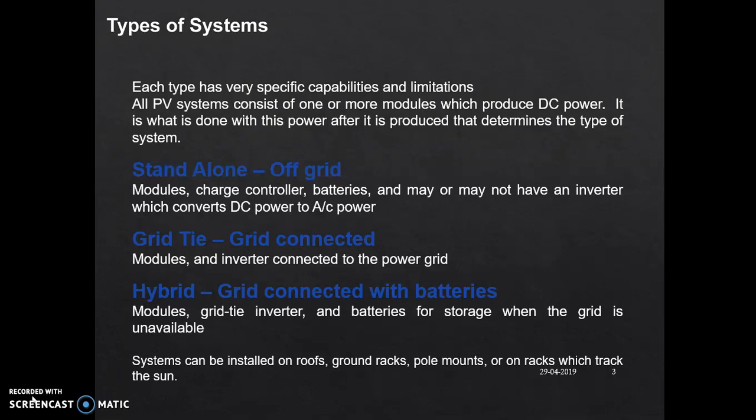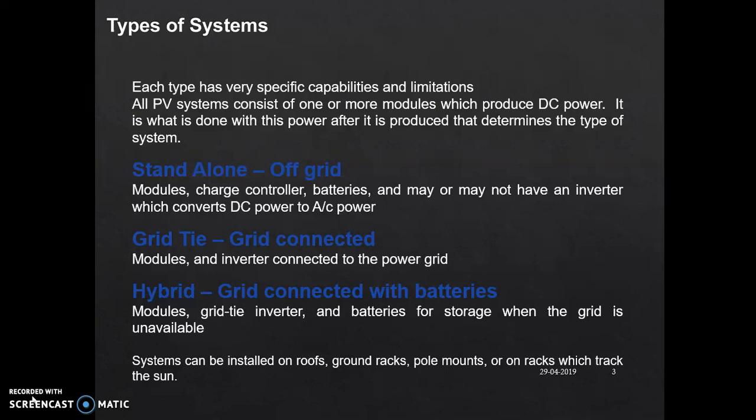So here are the three types of solar power plant connection to the grid. Each type has very specific capabilities and limitations. All PV systems consist of one or more modules which produce DC power. What is done with this power after it is produced determines the type of system.